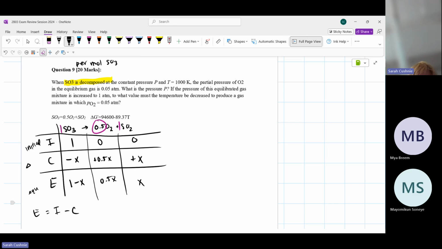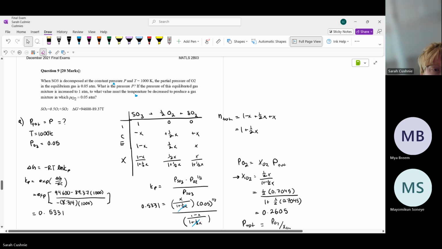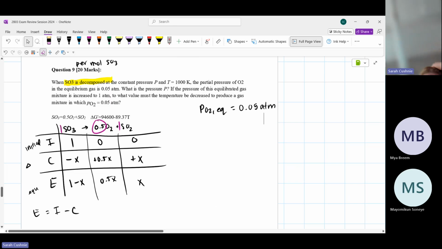Well, we know that the partial pressure of O2 at equilibrium, so PO2 at equilibrium, is equal to 0.05 atmospheres. But we don't know what we can do from there. A fun little thingamajigger that we can do from this equation or from this ICE table.